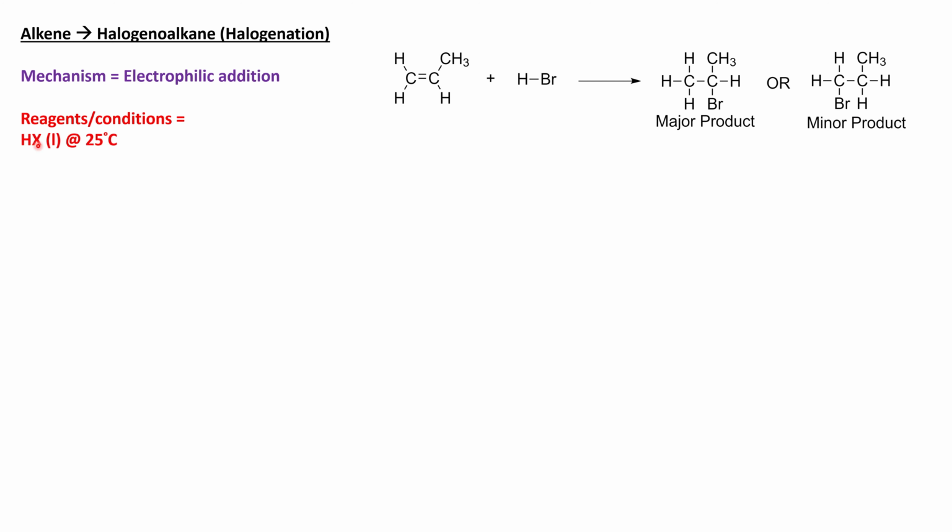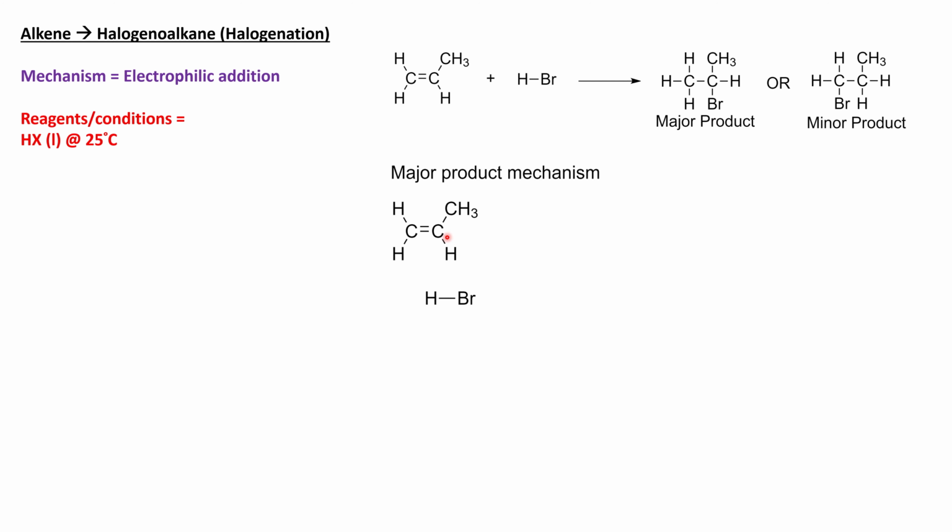And the conditions you need are a hydrogen halide, call that HX, but again, it could be hydrogen chloride, hydrogen bromide, hydrogen iodide at room temperature. And we have two different mechanisms. Let's have a look at the mechanism for our major product, getting the bromine on carbon number 2 here.